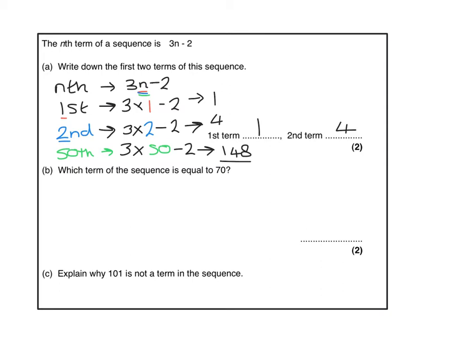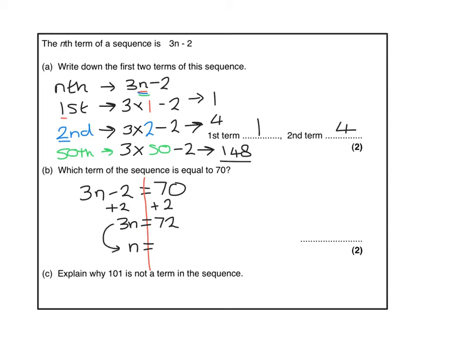Which term of the sequence is equal to 70? So when does 3n minus 2 equal 70? And as soon as you draw that, you should be thinking, oh, that's a balance method. Draw your balance line. We're going to add 2 to both sides first. Remember, it's inverse operations. So that means 3n equals 72. And I just want to know what n is, so I need to divide by 3.